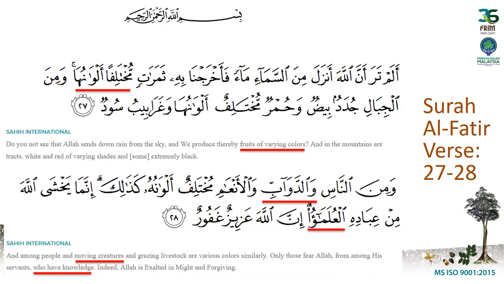With that, this is the very fundamental part where the surah mentioned clearly on biodiversity. The words are muktalifan alwanuha, fruits of varying colors, and the moving creatures, what dawab. So dawab is a plural. Then the ulama, who we are the ulama, we are sharing the knowledge. We are sharing whatever we have. So after this, once we have this information, we share, and we distribute all this information to all so that we can take actions with that.